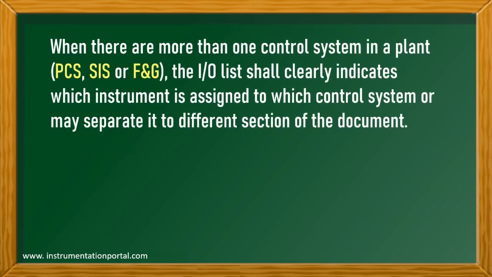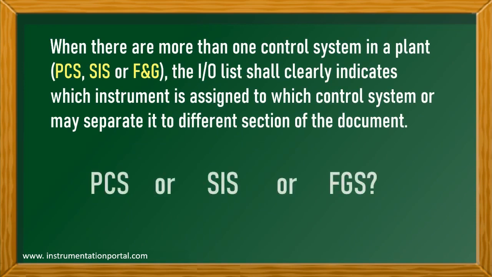When there are more than one control system in a plant, let's say PCS, SIS, or F&G, the I/O list shall clearly indicate which instruments are assigned to which control system, or may separate them into different sections of the document.